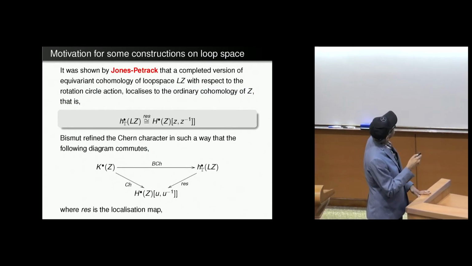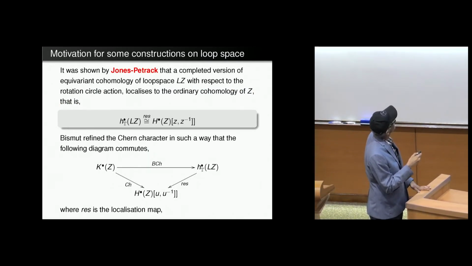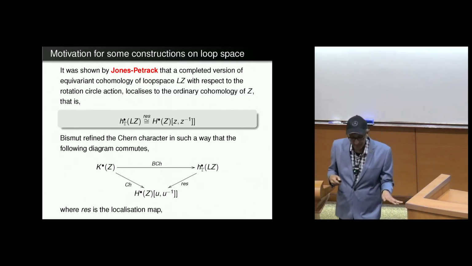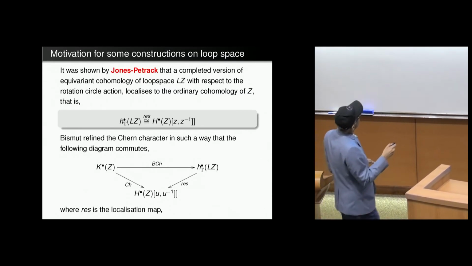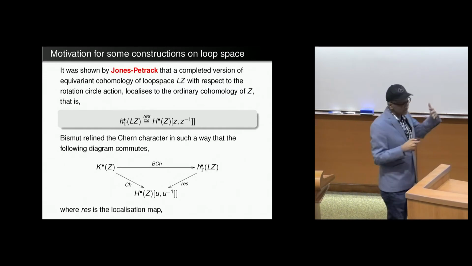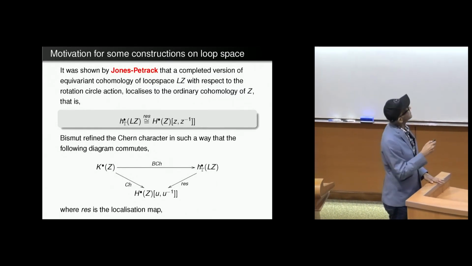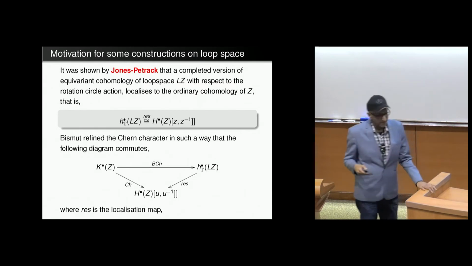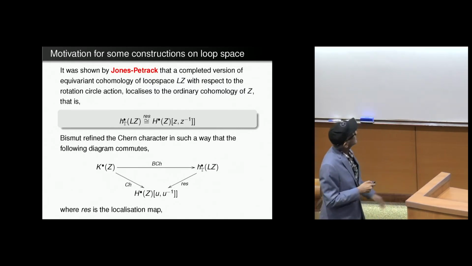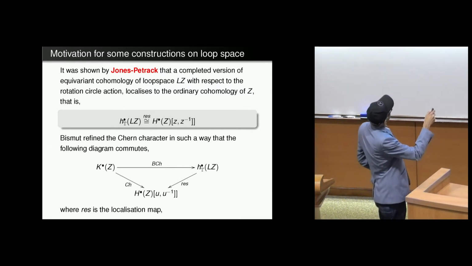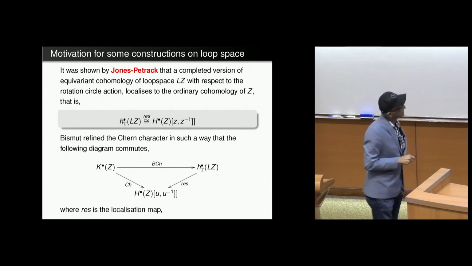So Witten suggested that if you look at the cohomology of loop space with respect to the rotation action of loops, then it localizes, by just a restriction to the constant loops, to an isomorphism with the cohomology of Z, localized. So you have Z, Z inverse. These are variables. Z is of degree 2. And it was formally proved by Jones and Petrack a few years later.